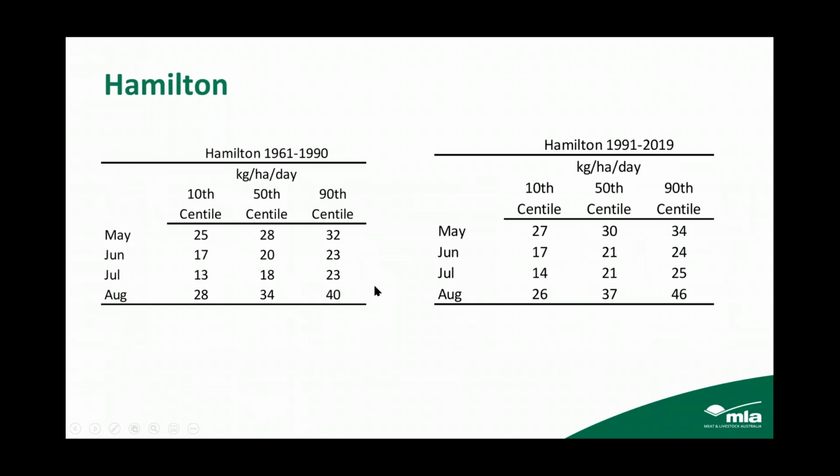Probably the least impressive difference was in Hamilton, where there's a bit of a difference, but it's much smaller. Look, July, 21 kilos. In the earlier period, it was 18 kilos, and they're much more marginal changes there. So that's what we've been talking about: the growth rate, kilos per hectare per day.